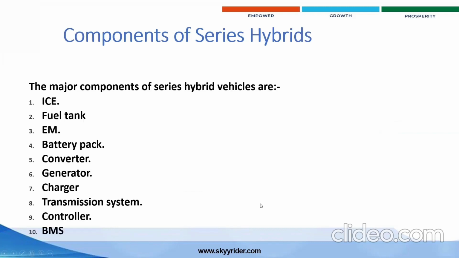Okay, so here the same components will be used, but another component will be added, that is the generator. Along with what the parallel hybrid transmission systems use, like the IC engine, fuel tank, electrical motor, battery pack, converters, chargers, transmission controller, BMS, another component, the generator, will be added.